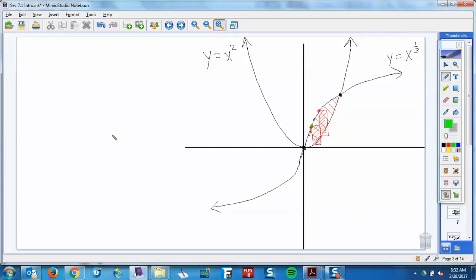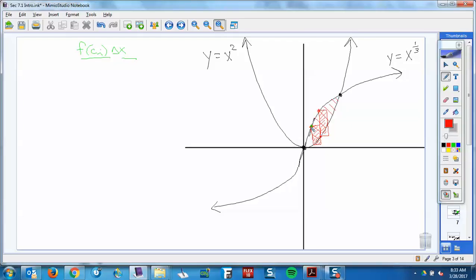Now the difference is before, our rectangles were setting where on their base? They were always on the x-axis, right? Our rectangles were always setting on the x-axis. Now they're not going to be. So before, our f of x was, right, when we did f of c sub i times delta x, our f of x was our height, and our delta x was our width, right? Let me change colors back here again.